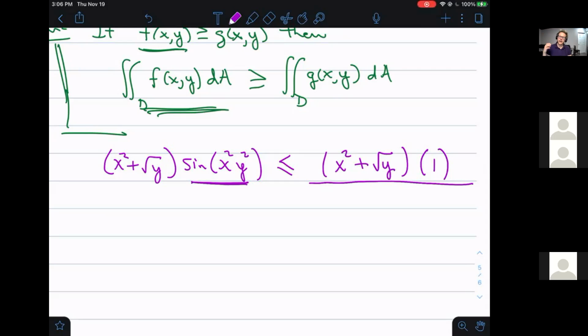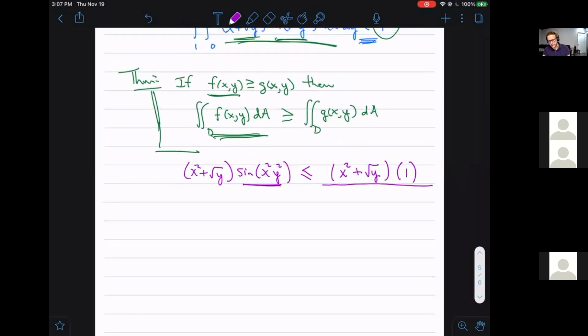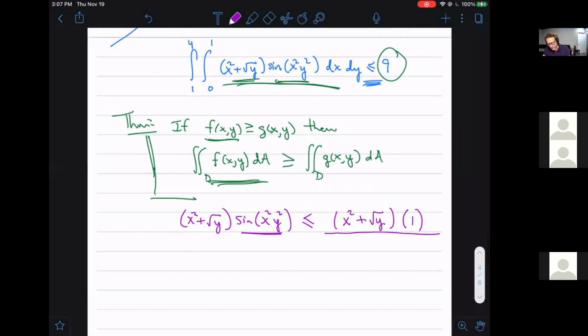So again, here's a nicer function that's larger than what we started with, because sine's not exclusively equal to 1. It's usually less than 1, but every once in a while it comes up and hits 1. Then it goes back down and comes back up. But here's a function that's bigger than the function that we started with, and is significantly nicer. So let's look at our particular region. In this case, we have from 1 to 4 and from 0 to 1 of our nicer thing now, dx dy.